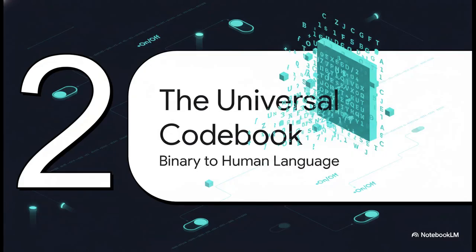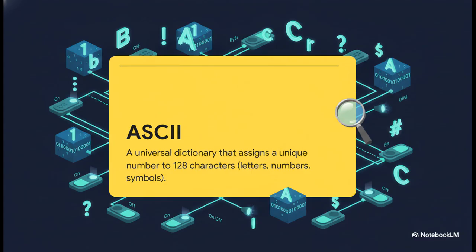All right, so we know how to use bits to represent a few choices, like pizza toppings. But how in the world do we get from there to representing the entire spectrum of human language? All our letters, our numbers, our symbols. To do that, we need more than just a simple code. We need a universal dictionary, a shared standard that every single computer in the world can agree on. We need a codebook. And that dictionary is called ASCII.